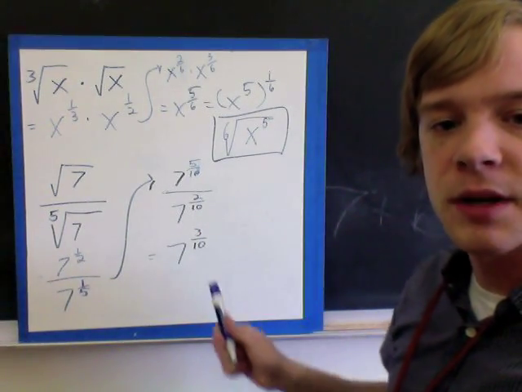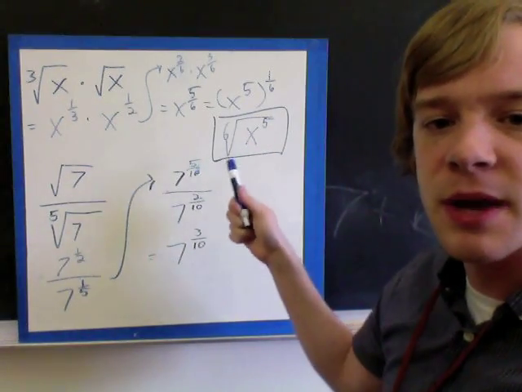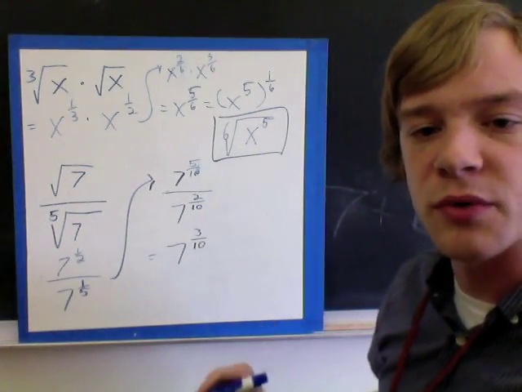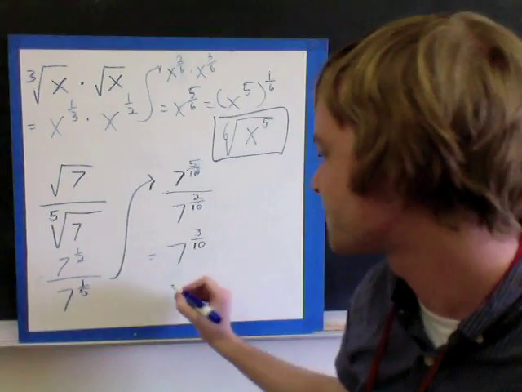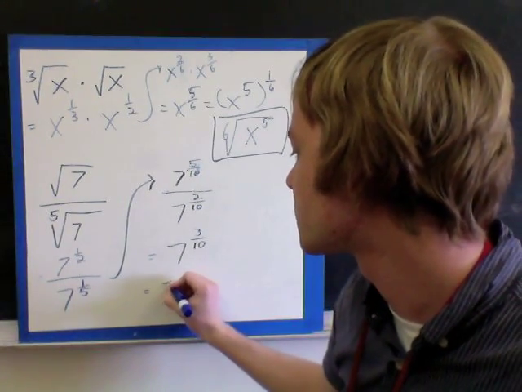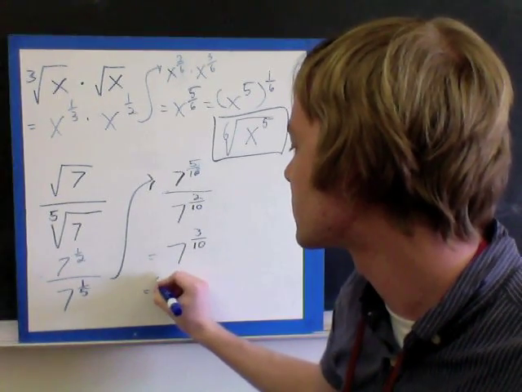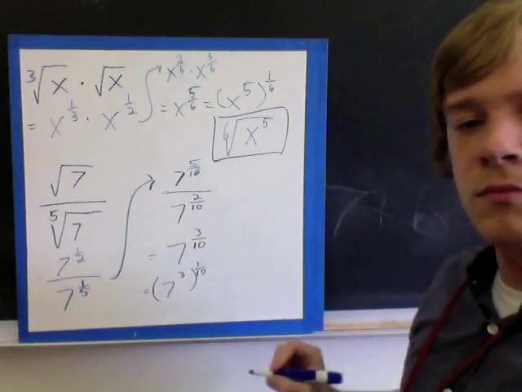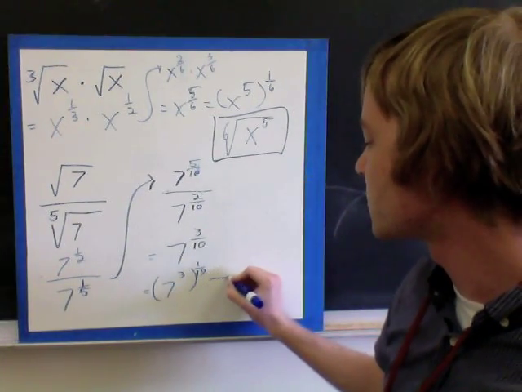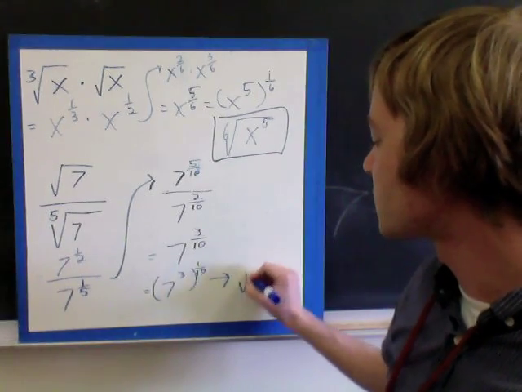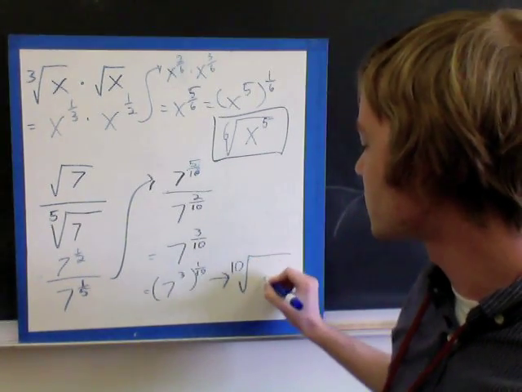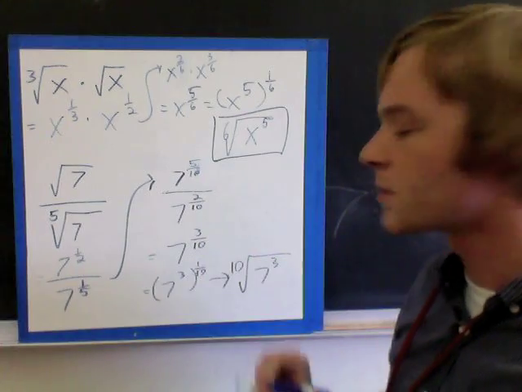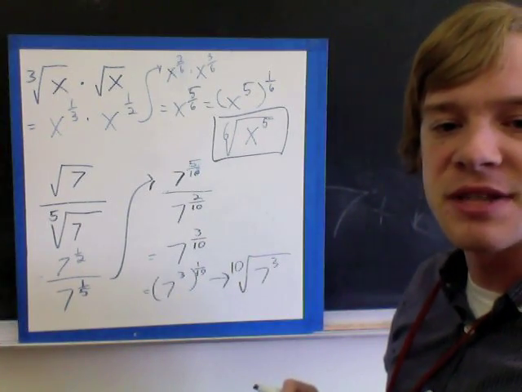Just like that. And like before, I want to split it up, and we're going to put it inside of our root sign. So we have the 10th root of 7 to the 3rd power.